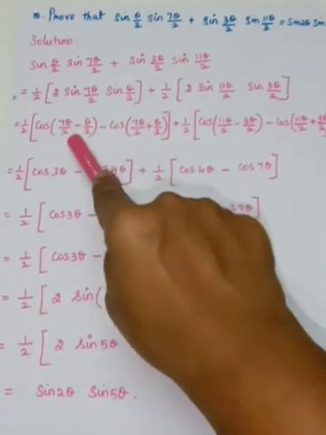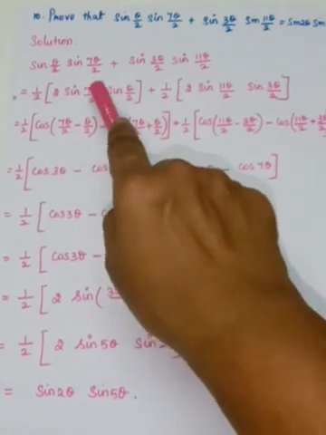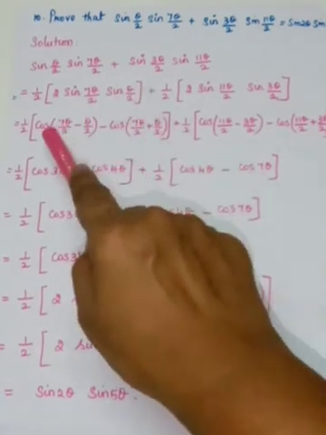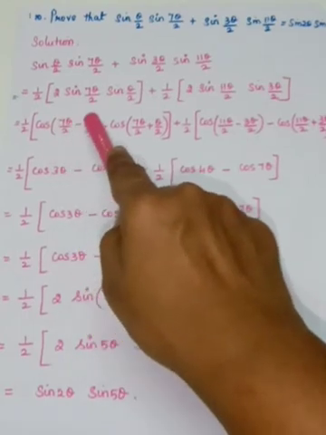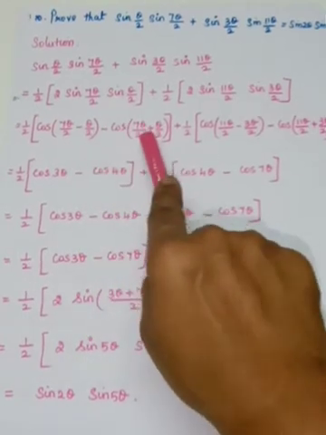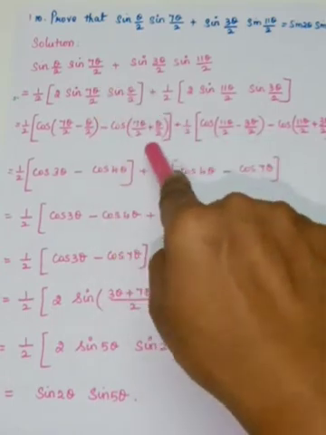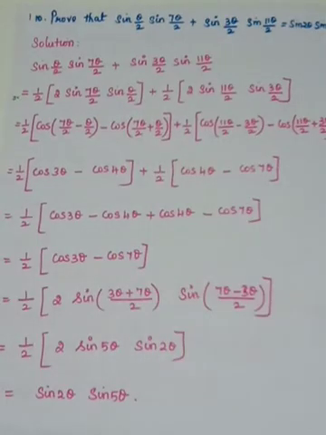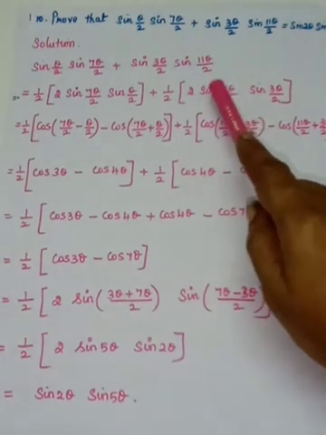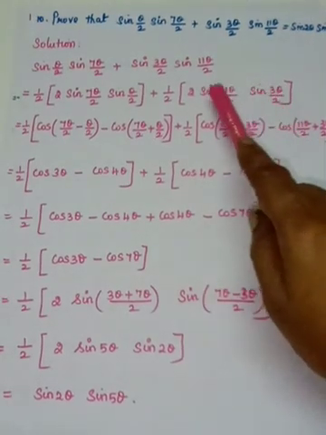So for D, what you have to do? You have to subtract the angles. So 7 theta by 2 minus theta by 2. And for C, what you have to do? You have to add the angles. So 7 theta by 2 plus theta by 2. Again the second term also, they are in the product, both are sine terms.